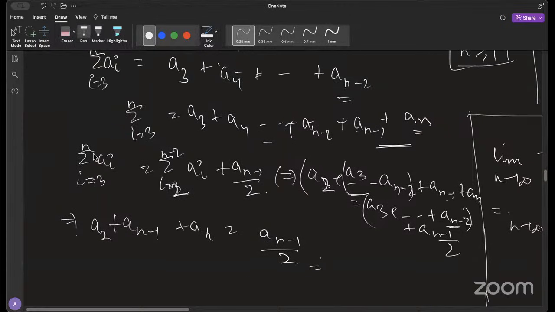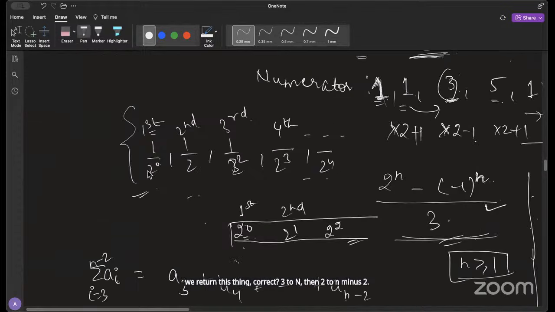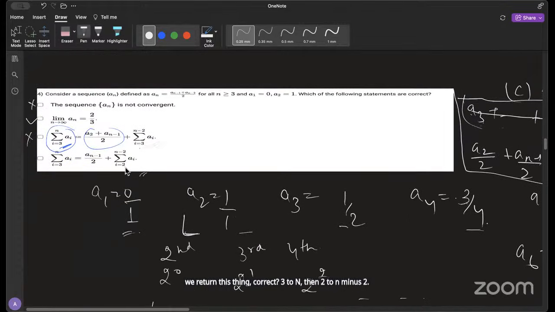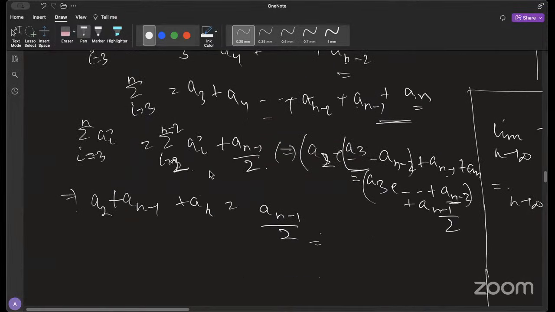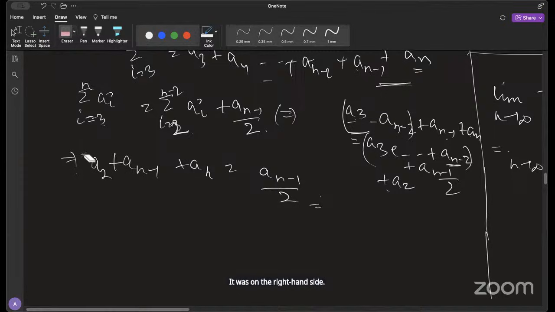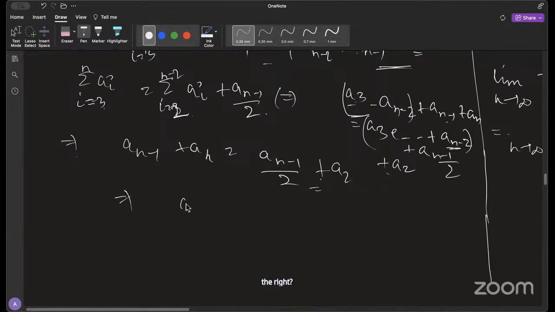We have written this thing correct, 3 to n, then 2 to n minus 2, and an minus 1 by 2. This will be a2, a3. On the right hand side we have 3 to n. So we'll have a2 here, so your a2 is on the right. This will give you an minus 1 by 2 plus an equals a2, which is 1, right? This is 1.